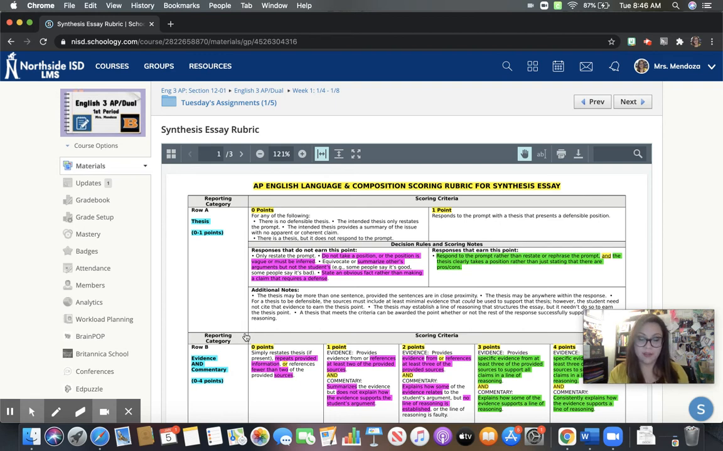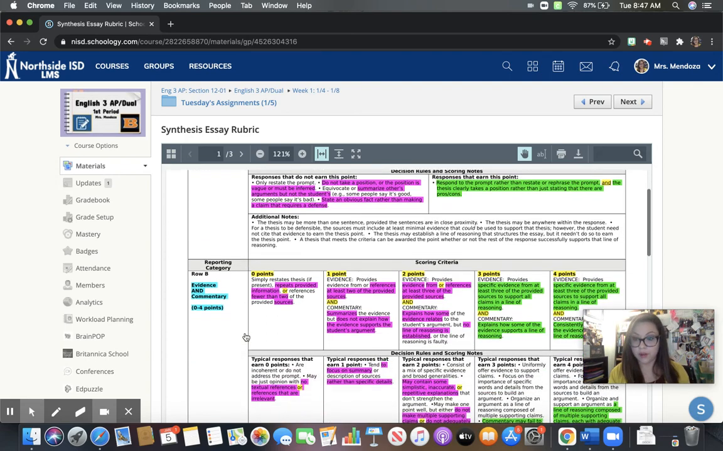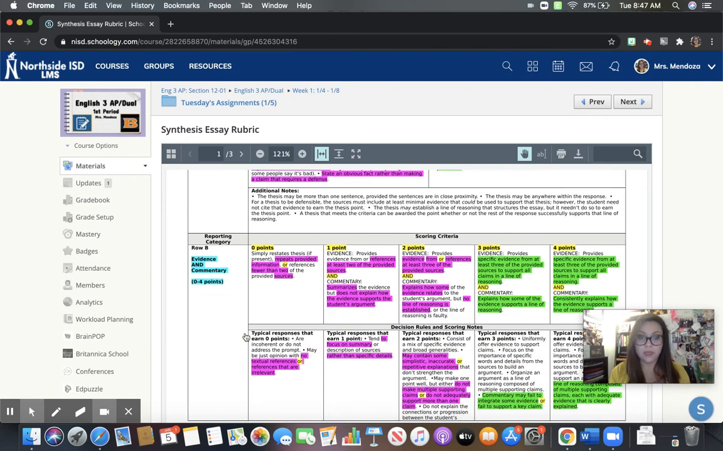So if it's asking for the most important points or elements or whatever, those are going to be what you have to specifically state. So none of the thesis statements on an AP essay are ever going to be vague. Defensible means you're concretely and specifically identifying whatever it is that you were asked of in the prompt. And then of course we've gone through the Row B reporting category for commentary.